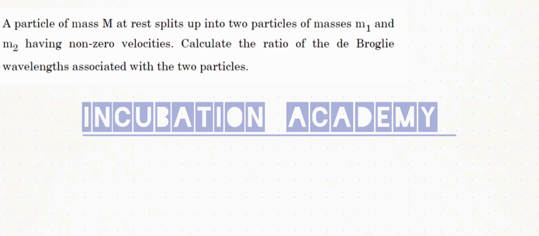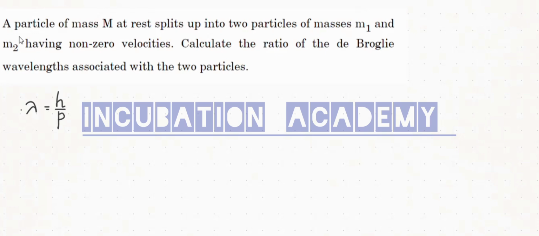The question is: a particle of mass capital M at rest splits into two particles of mass m1 and m2 having non-zero velocities. Calculate the ratio of the de Broglie wavelengths associated with the particles. The de Broglie wavelength, lambda, is equal to h divided by p.